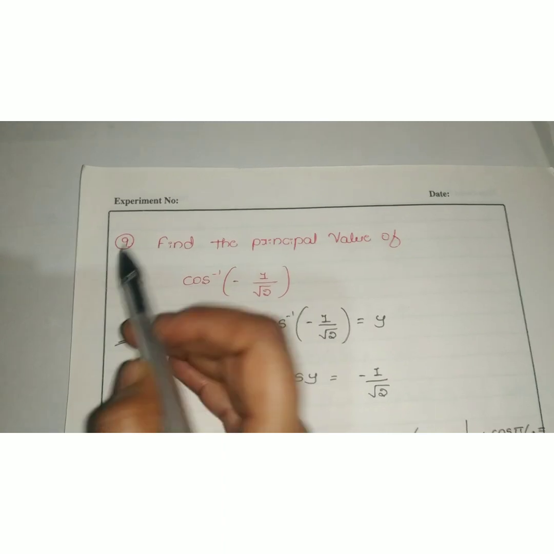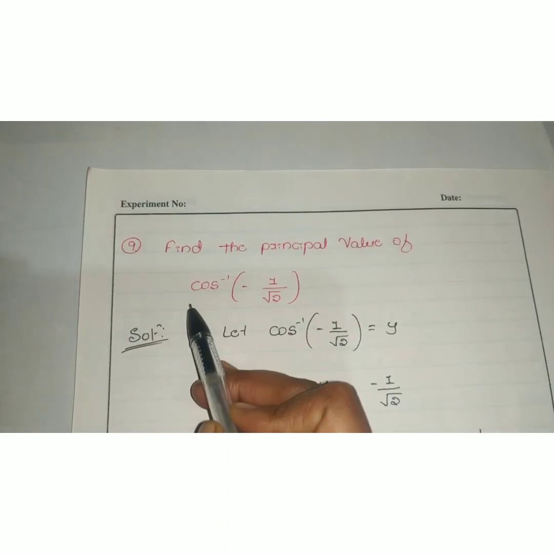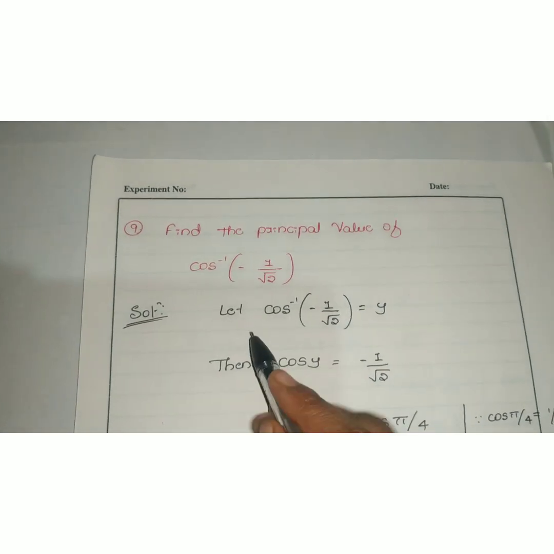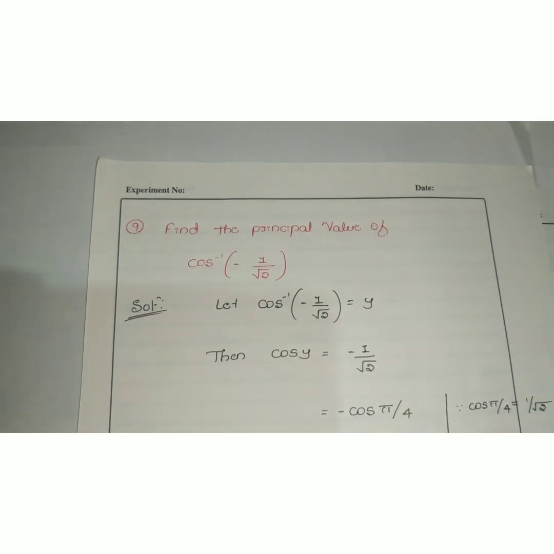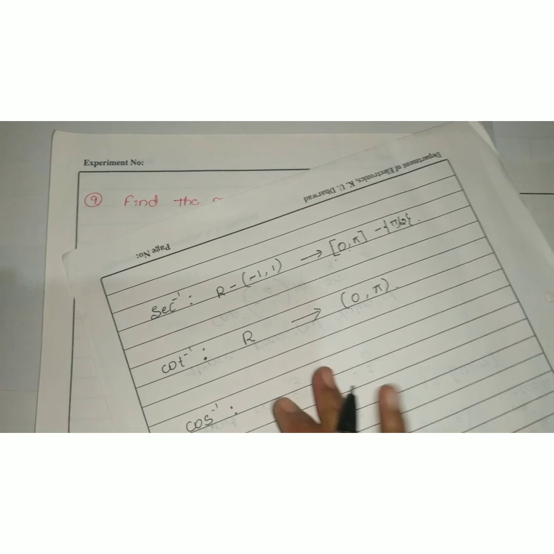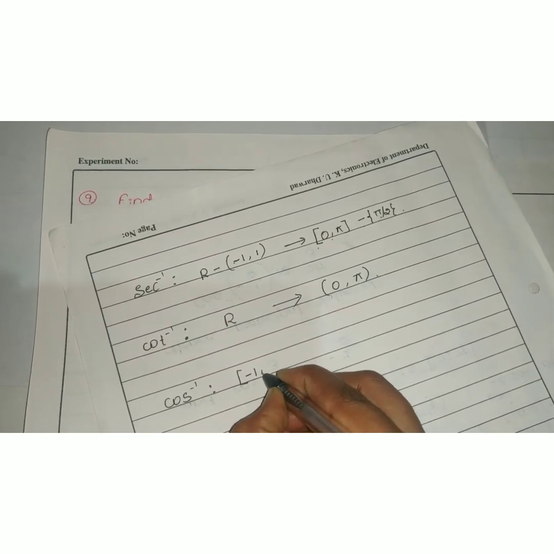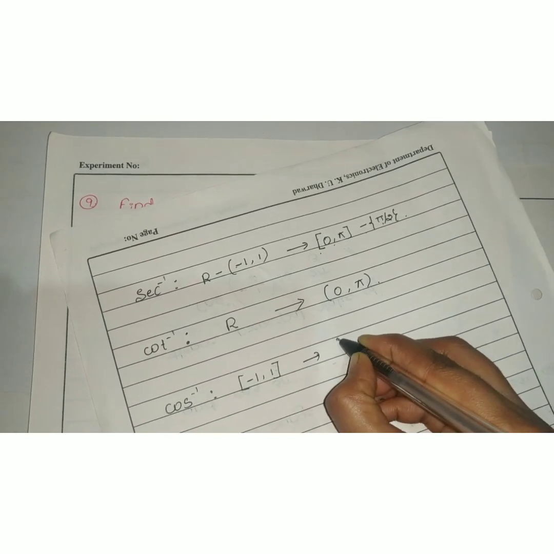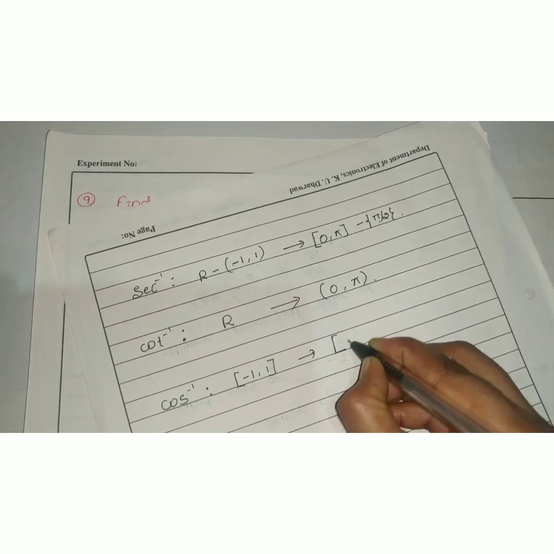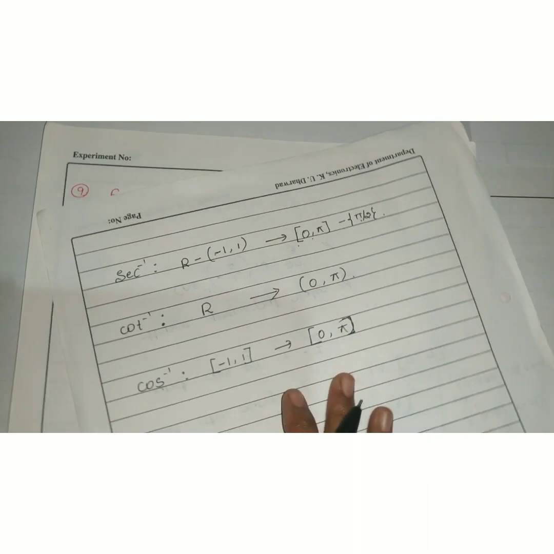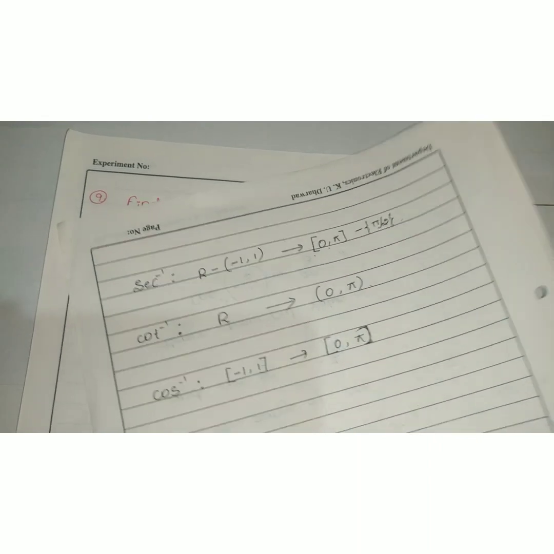And question number 9. Find the principal value of cos inverse of -1 by root 2. And the domain and range of the cos inverse function. The domain of the cos inverse function is the closed interval -1 to 1, and the range of the cos inverse function is the closed interval 0 to pi. Closed interval 0 to pi.